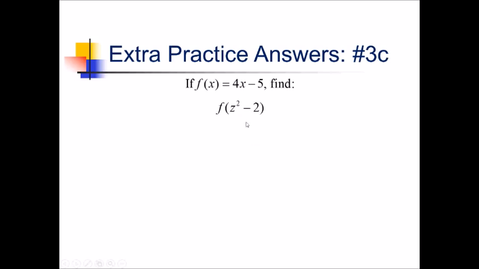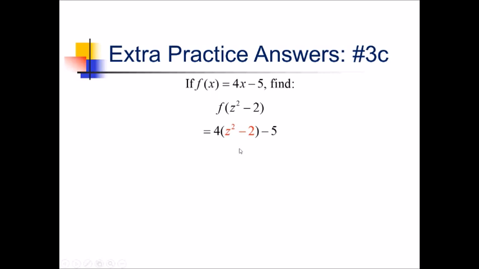For this one, I have 4x minus 5 as a function, and I want to do f of z squared minus 2. So this is basically saying take z squared minus 2, that whole thing, and plug it in for the x up here in the 4x minus 5. So instead of writing 4x minus 5, I'll write 4 parentheses z squared minus 2, all of that minus 5.